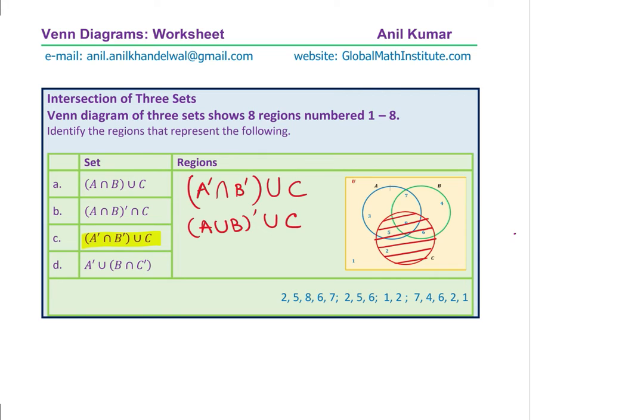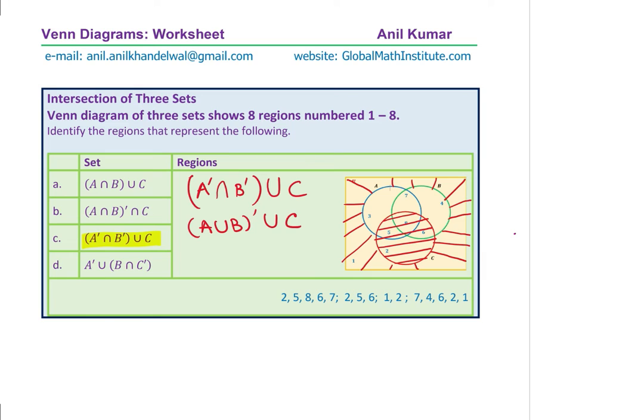And everything outside A union B, that means this portion. Is that clear to me? How about you? Is this concept clear to you? So that is how we have to shade it. Do you see this? Everything outside A and B.